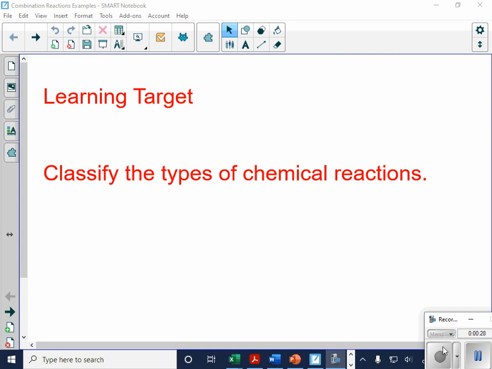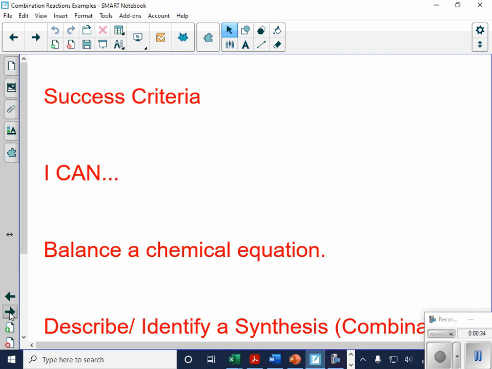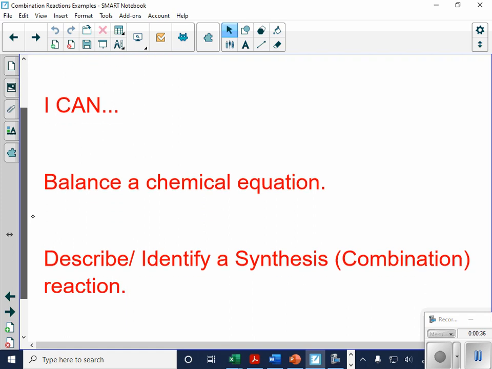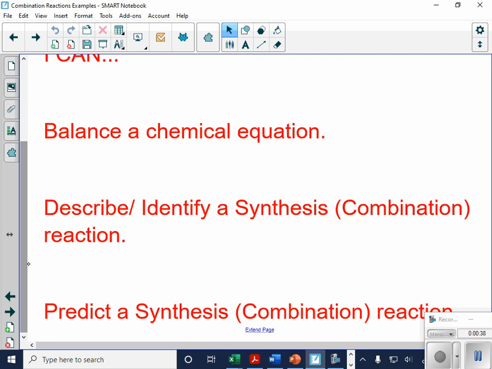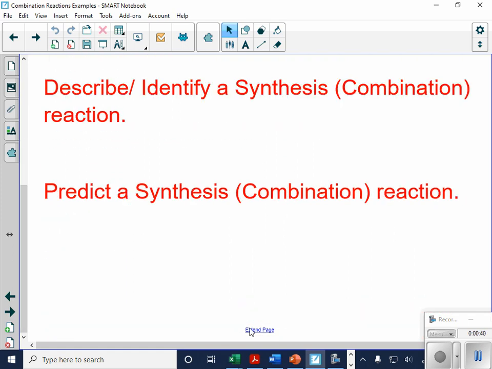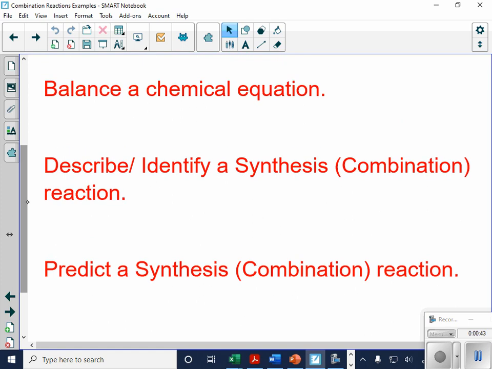So, in order to hit this learning target, to classify the types of reactions, we need to be able to do the following success criteria. Number 1, we need to be able to balance a chemical equation. We started doing that yesterday. Second success criteria is we need to be able to describe / identify a synthesis reaction.